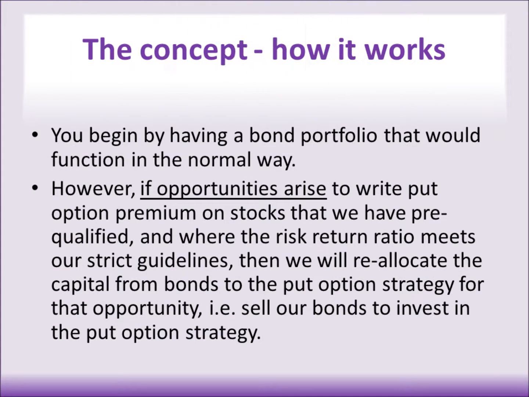So check that out. How it works: you begin by having your regular bond portfolio that would function in the normal way. However, if opportunities arise, and the key word is if, to write put option premium on stocks that we have pre-qualified and where the risk-return ratio meets our strict guidelines, then we will reallocate the capital from bonds to the put option strategy for that opportunity. That is, sell our bonds to invest in the put option strategy.